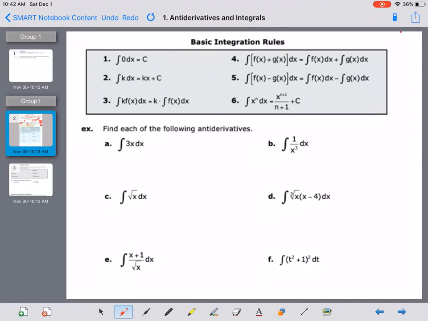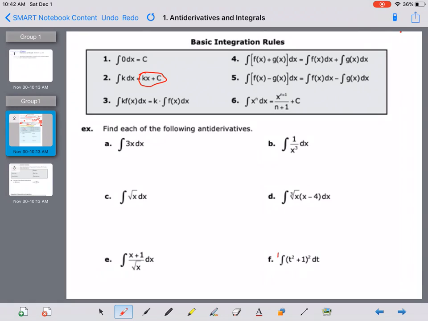If we have just a value of k, like 4 or 7 or 9, we know that we're going to get kx. And then you see that plus c. Every integral is going to have a plus c. In fact, the antiderivative, the general solution, is incorrect if it doesn't have the plus c. We put that in case the c was not 0 as part of the original function.